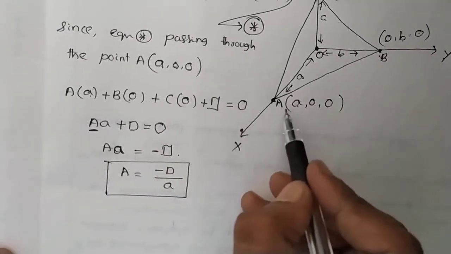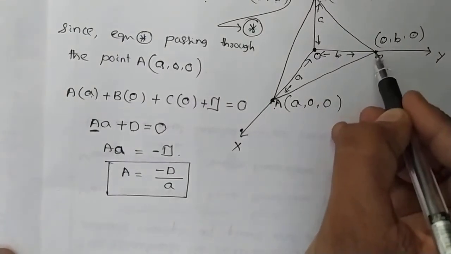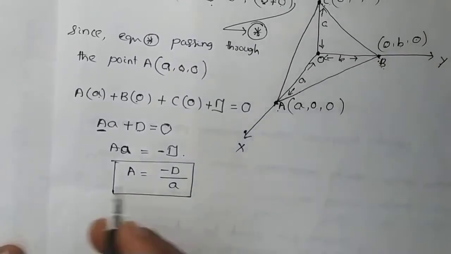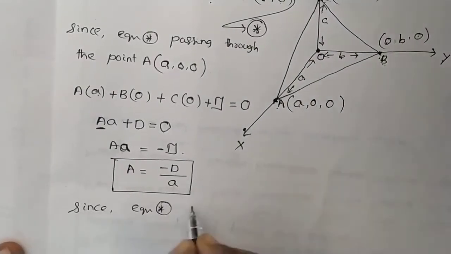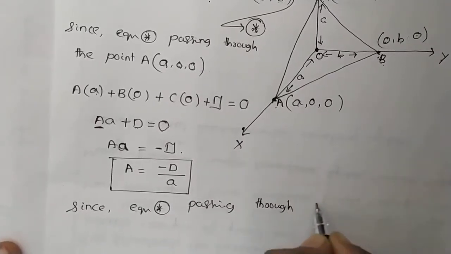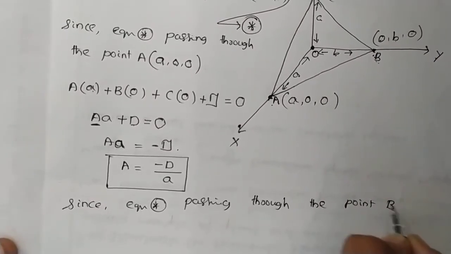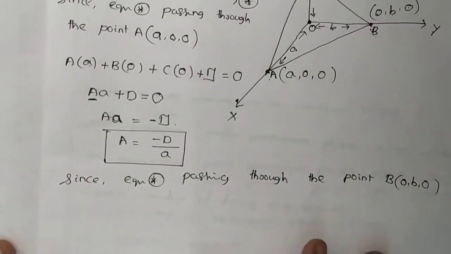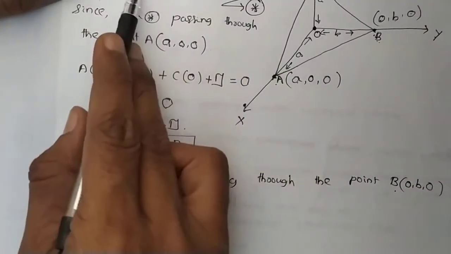Similarly, this equation of a plane passes through the point A, and similarly it passes through the point B. Since equation star passes through the point B, that point will be 0 comma b comma 0. Now similarly you just substitute this point B in this equation star.